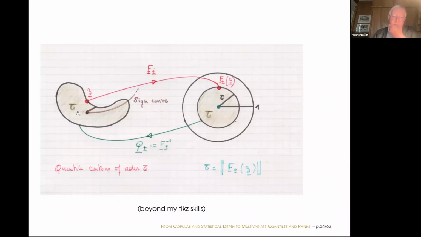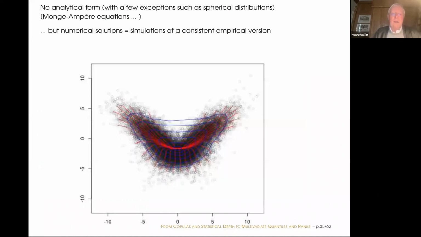And if now tau ranges from 0 to 1, you will have a central point and then a collection of nested contours that are larger and larger with probability tau growing up to 1. And this is the collection of the center-outward quantile regions for that distribution P, and it satisfies all the properties we are expecting from a quantile function in dimension d.